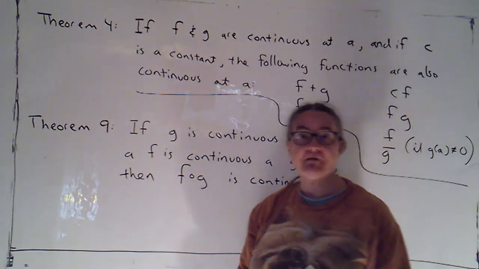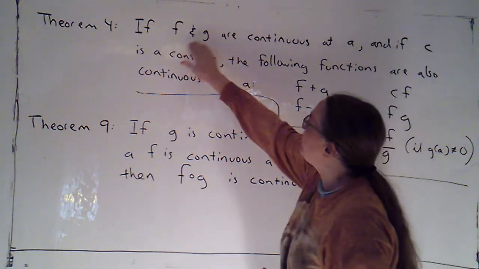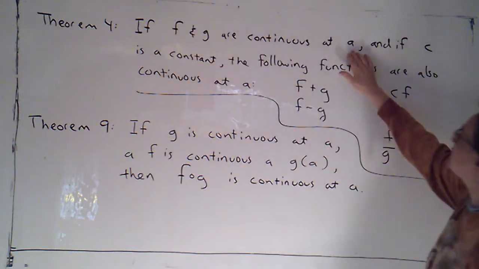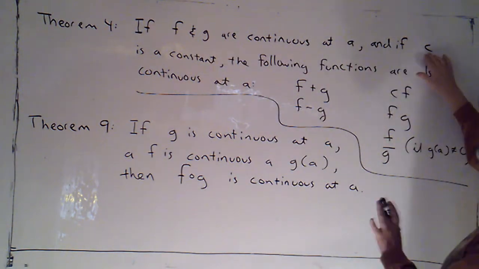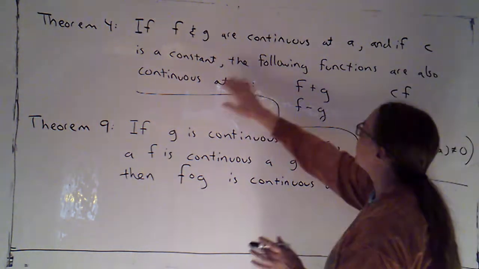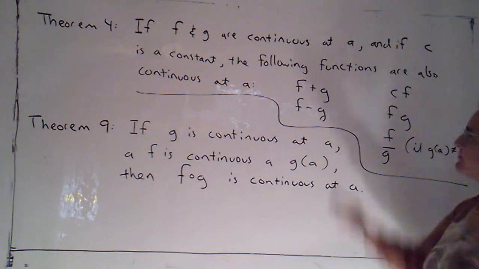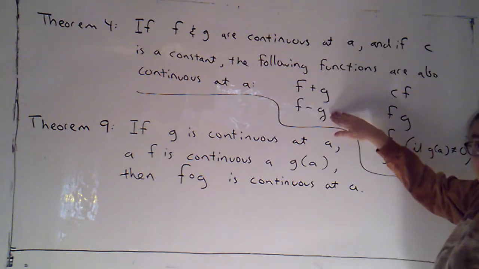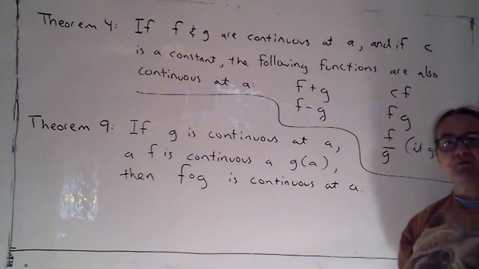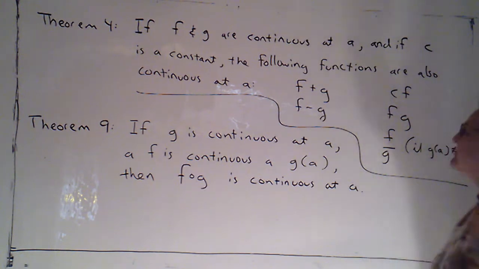Theorem 4 tells us that if we combine continuous functions using arithmetic operations, addition, subtraction, multiplication, or division, we will get a continuous function. So it says if f and g are both continuous at a, and c is just going to be a constant, the following functions are also continuous at a. F plus g and f minus g, those are the two functions I can build using addition or subtraction.